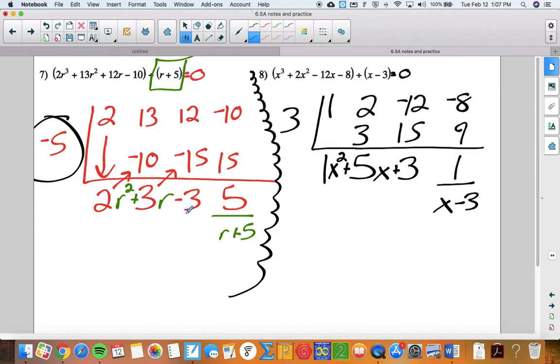Then, once we do our synthetic substitution, we put the last value over what we were dividing by, just like we did with the long division in numbers 1 through 4. But then we work backwards. To the left of the remainder is the constant term. To the left of that is your degree 1 term. To the left of that is the coefficient of your degree 2 term. So you have to put those variables in where appropriate. That was pretty sweet.